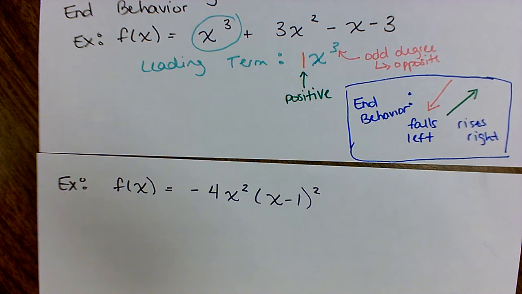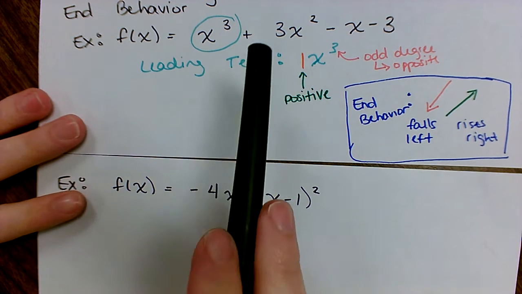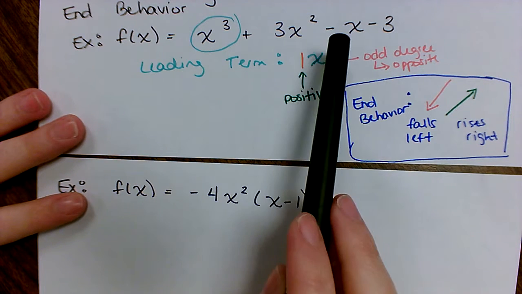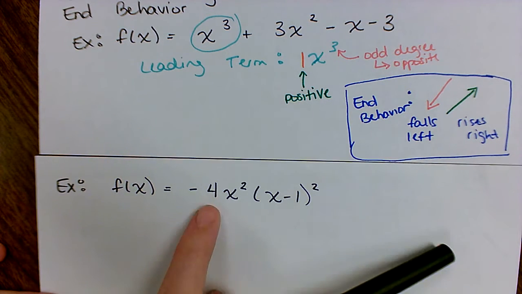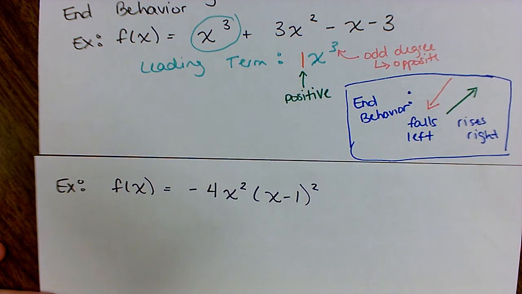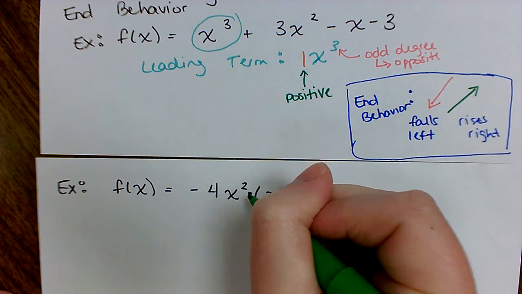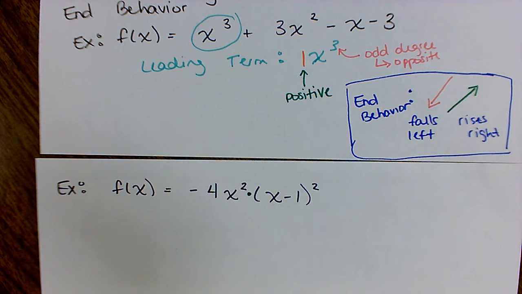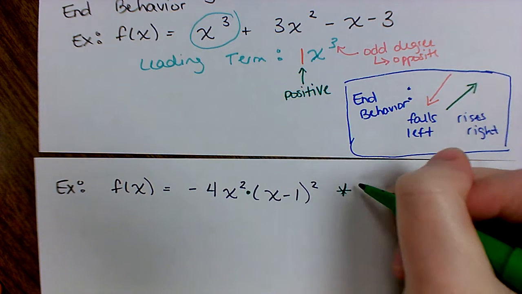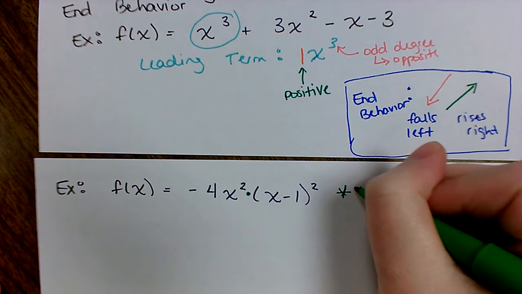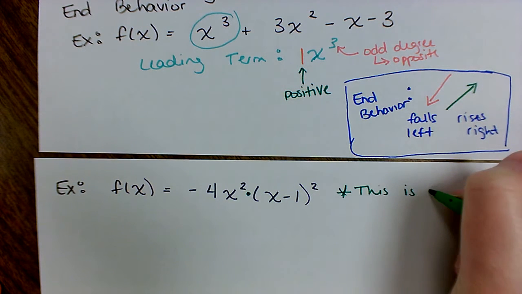This one's a little bit different because it doesn't look the same. For a polynomial function, you had all these different pieces separated by what? Plus and minus signs. Do I have plus and minus signs separating my different pieces here? No. See, this is being multiplied together right here. And that's a little bit weird. So let me write a little note. This is not in the right format.